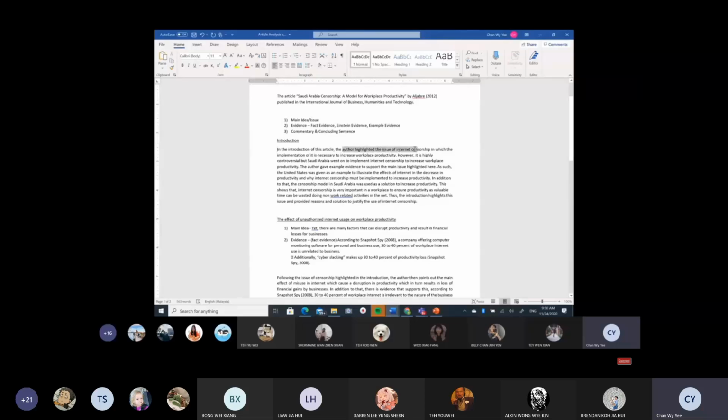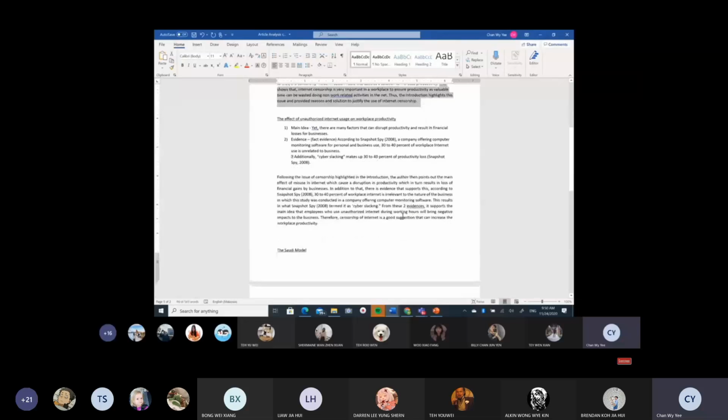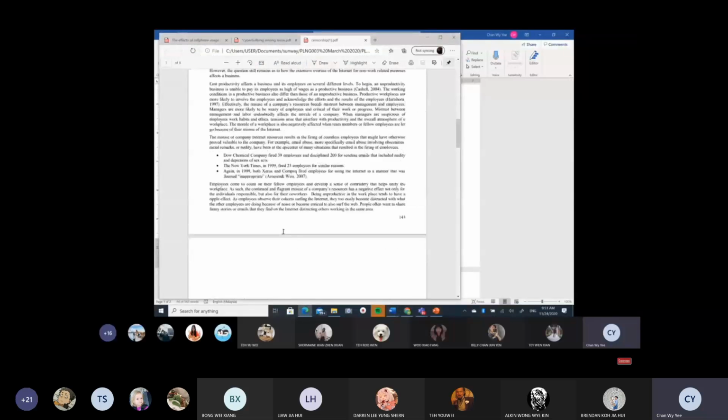So in this introduction, the author highlighted the issue. This is the main idea. The author gave example evidence, and this shows that internet censorship is very important. This is your commentary and concluding sentence. Can you see the author highlighted the issue? This is the main idea, gave example evidence, and then this is the commentary and concluding sentence. Now this one here, the effects of unauthorized usage. Can you see this is the first one?